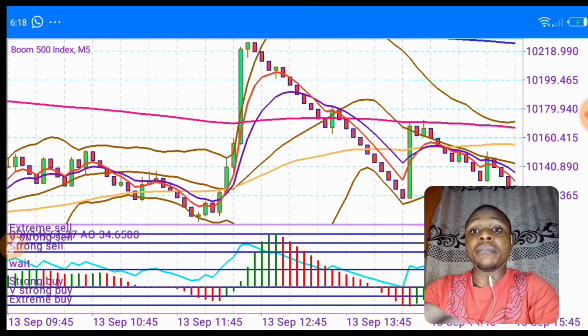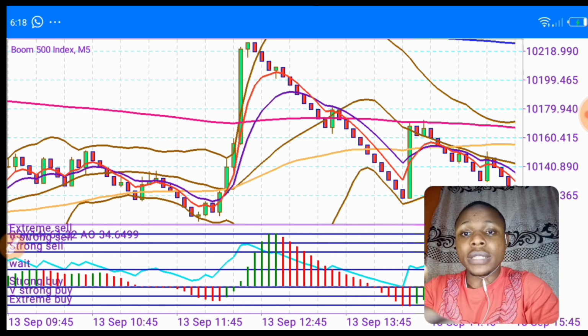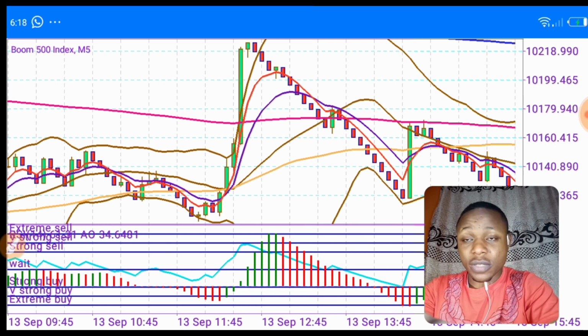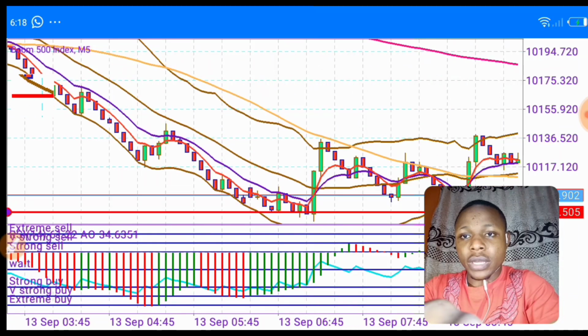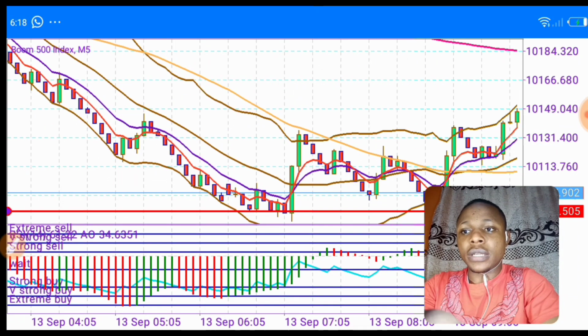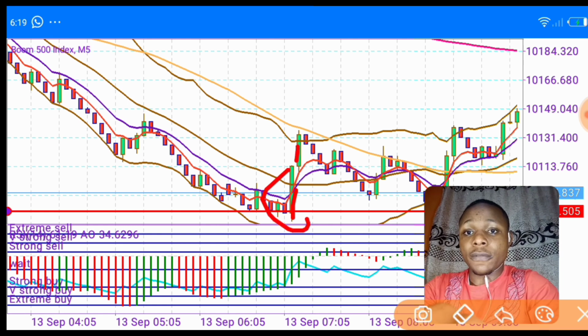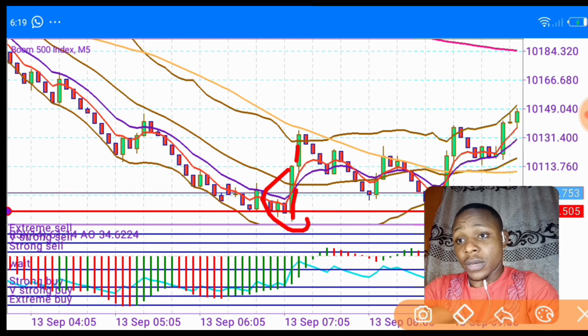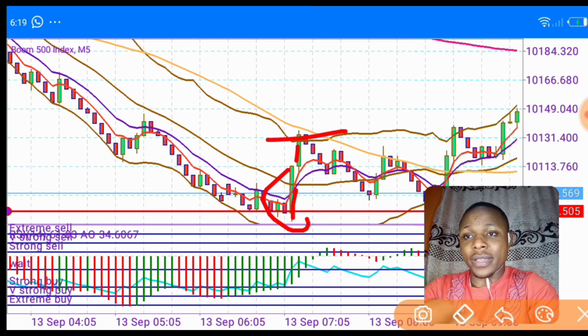Then we have big. It will start with a big candle, then end with small candles, small spikes. Let me look for an example of that one. This is a big candle. You can see the second spike was not up to the first spike. So you have 3 reasons to sell over here, even 4 or 5 reasons if we use our indicator also.